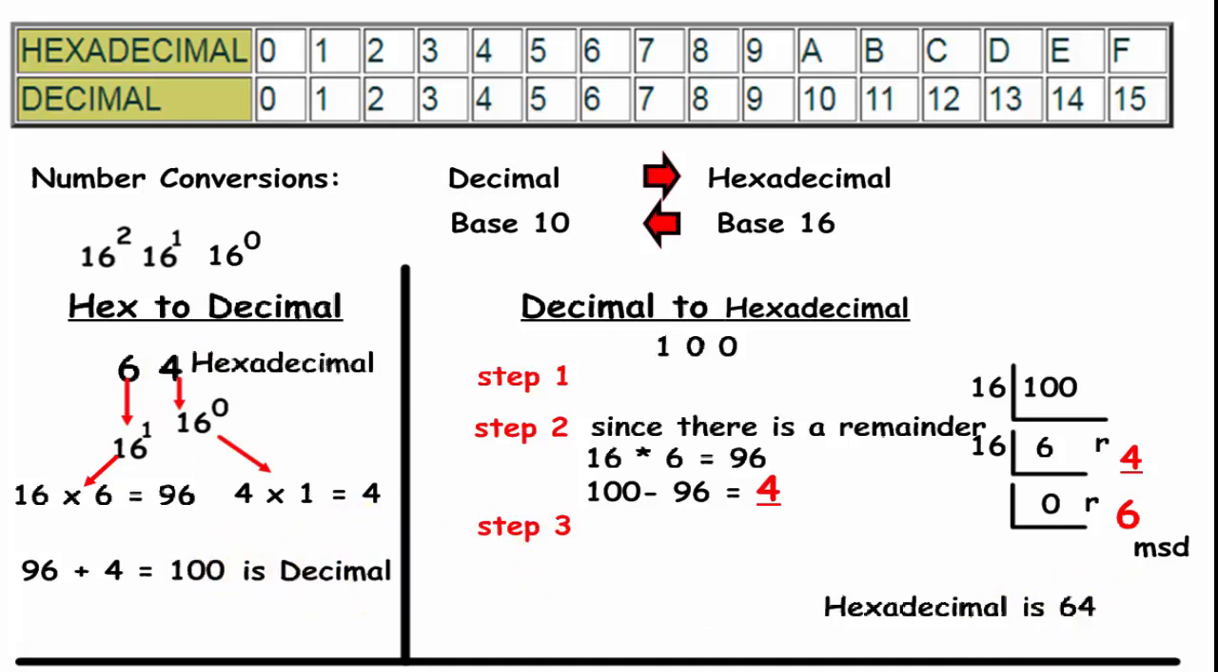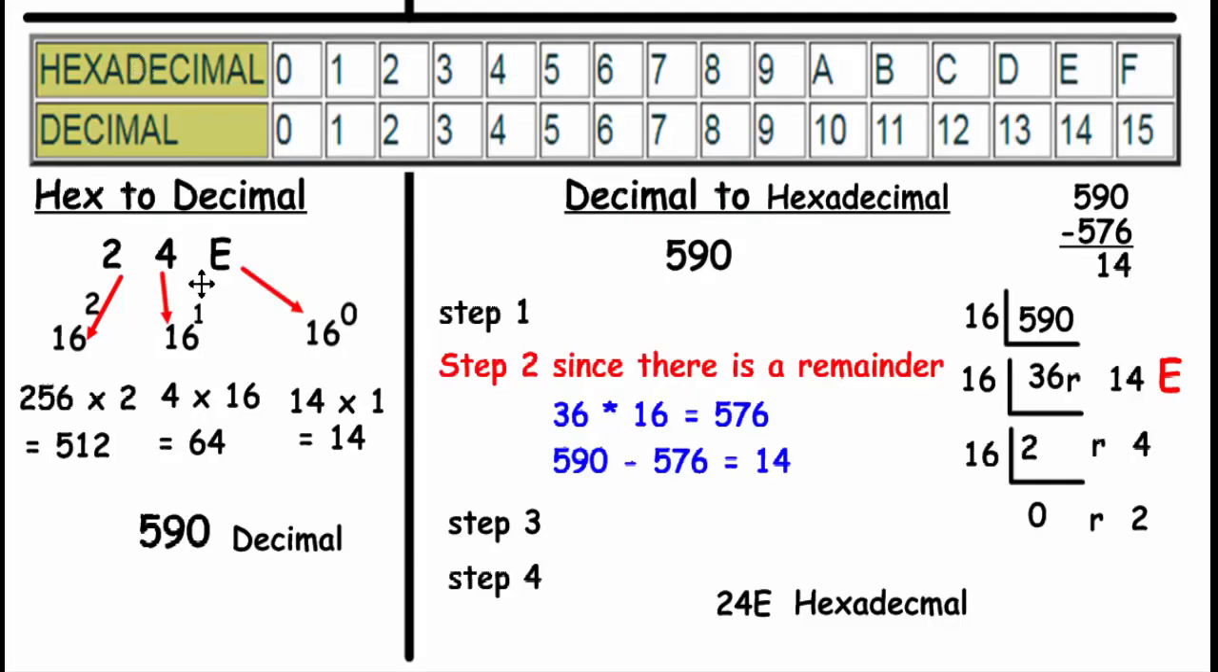Okay, let's look at another example. Now, our next example is 24E. If you look carefully up here, we have hexadecimal, which has our numbers we spoke of, but A is 10, B is 11, C is equal to 12, D is 13, E is 14, and F is 15.